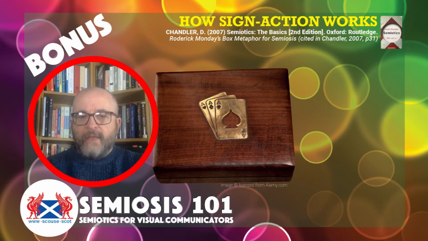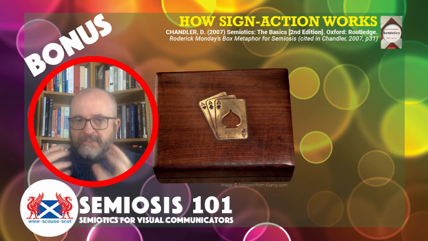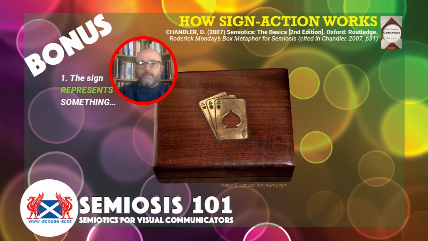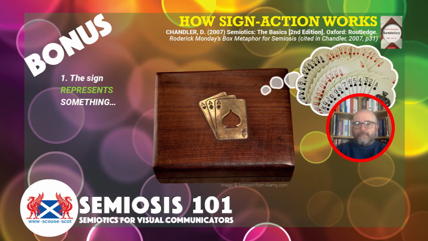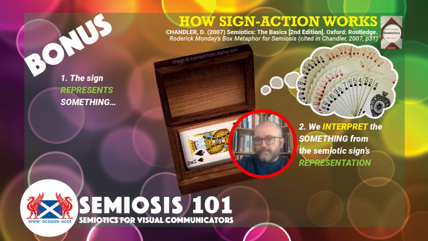So here we are, we have a box. And this is going to be our metaphor for how Peirce's semiotic theory, sign action, works. So the sign itself represents something to us. So we see the box, it represents something to us. By looking at the box, the sign, we get to see something that we think it means. So we interpret the something from the semiotic sign's representation.